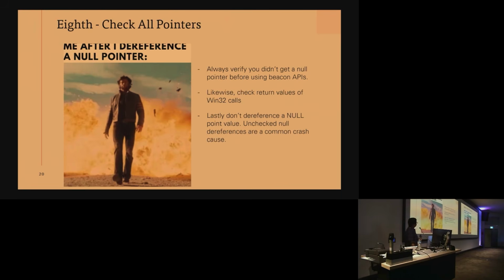And then the eighth one is not a beacon object file specific thing, but it's more of a general programming thing, and it's to check all pointers and ensure that they are not null. You will also have to check the return values of the Win32 API calls. And lastly, do not dereference a null pointer, because it will most definitely cause a crash.